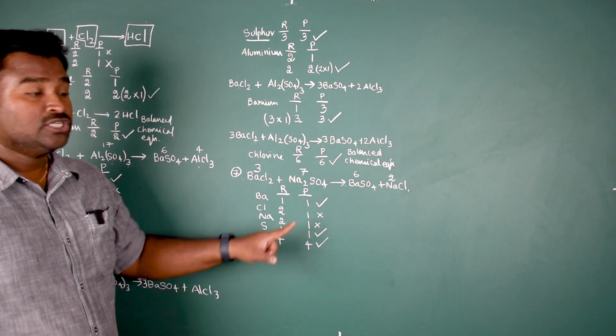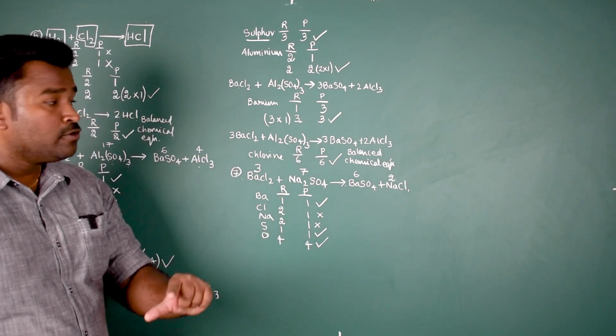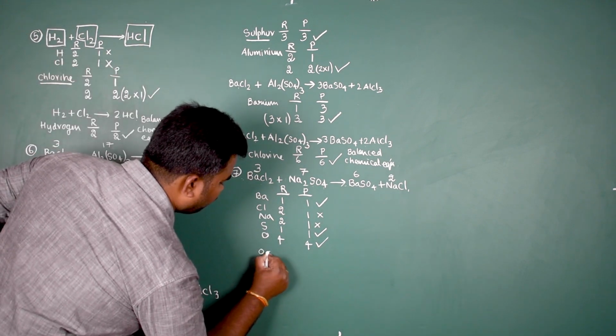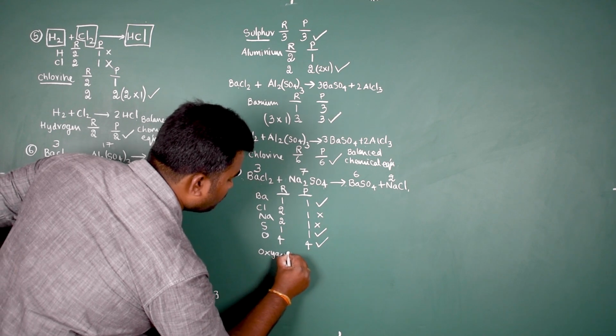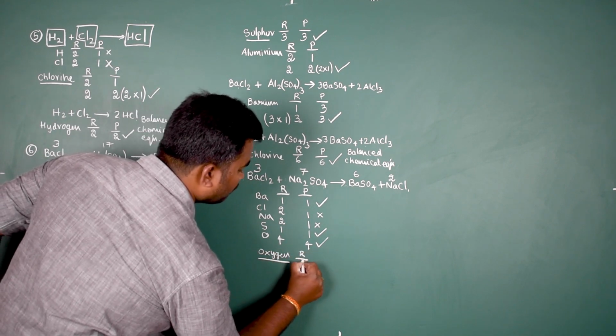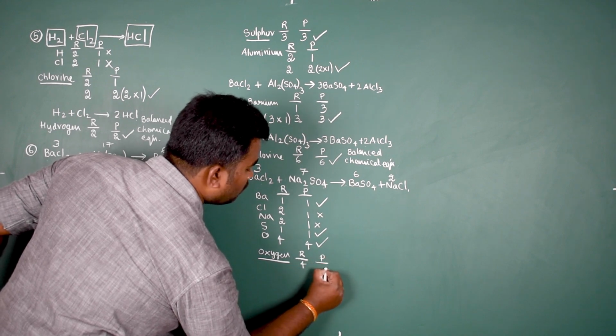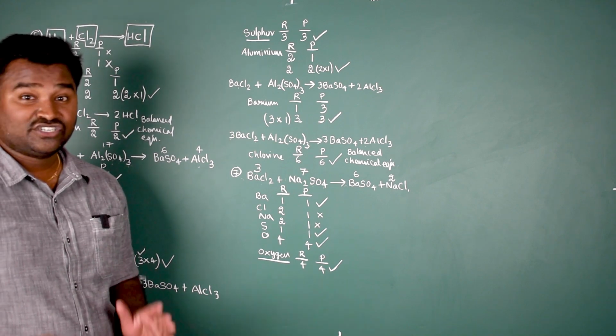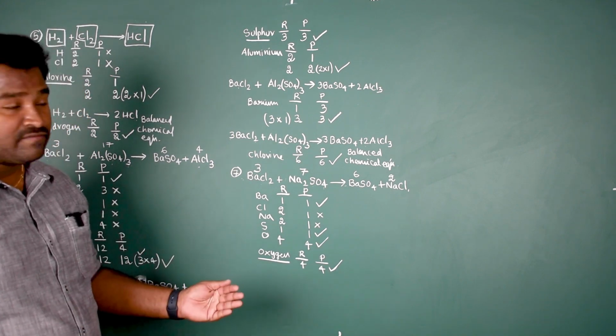Now which one will you balance first? Sodium chloride, correct? So in sodium chloride, which atom will you balance first? Again, oxygen you will balance because it is 4 in number. To balance oxygen, the number of oxygens on the reactant side is 4 and on the product side also 4, so it is already balanced, correct? Then what is the next atom we should balance?